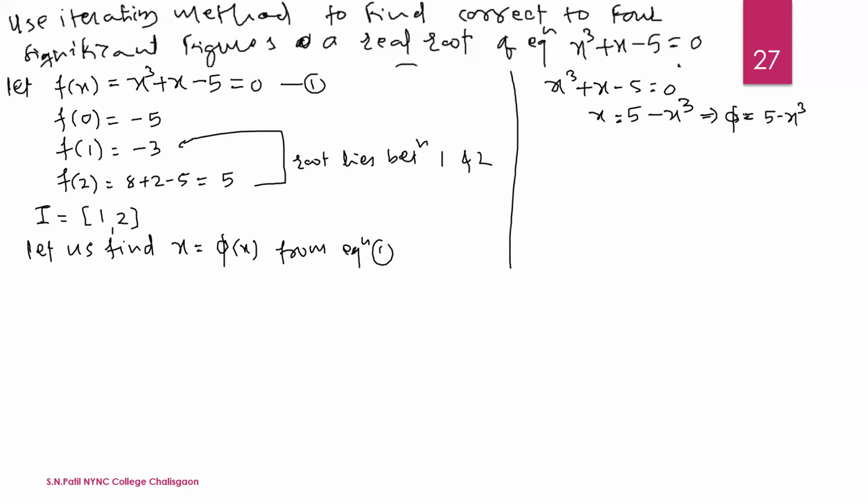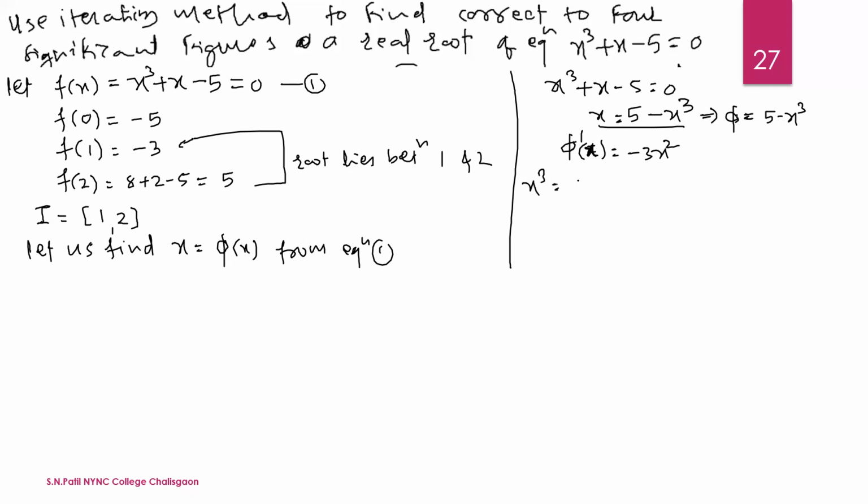What happens if we differentiate this? Then phi dash is equal to minus 3x square. Okay. And when we put the value of x as 1, here minus 3, and when we take its mod, then we get 3, which is not less than 1. So this selection is rejected.